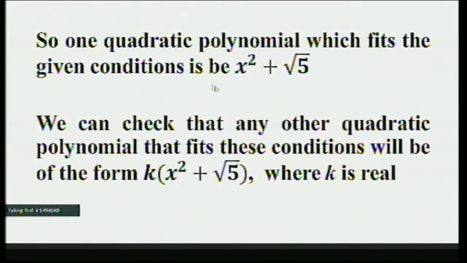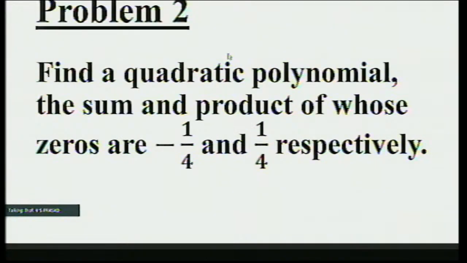That shows that one of the quadratic polynomials which fits the given condition is x square plus root 5. We can check that any other quadratic polynomial that fits these conditions will be of the form k times x square plus root 5, where k is a real number. So in this way, by observing the relation between roots and coefficients, we can also find out the given polynomial. Let us try it for one more problem.